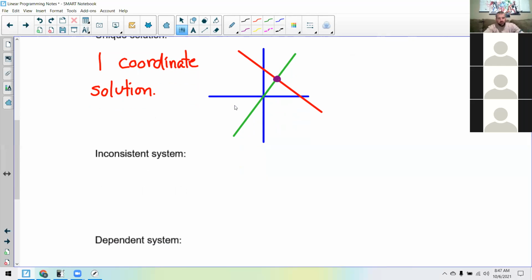Now, the other possibility is something called an inconsistent system. You don't have to remember the terms inconsistent or dependent. I'll show you how to tell when you have this kind of situation. But an inconsistent system, kind of hard to say, is when there are no solutions.